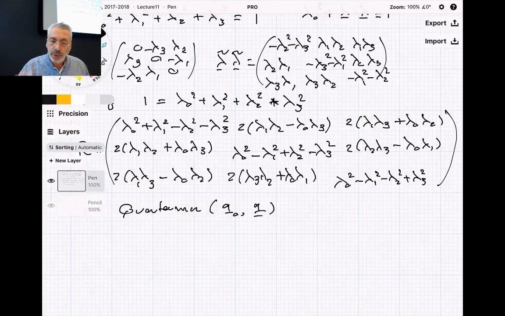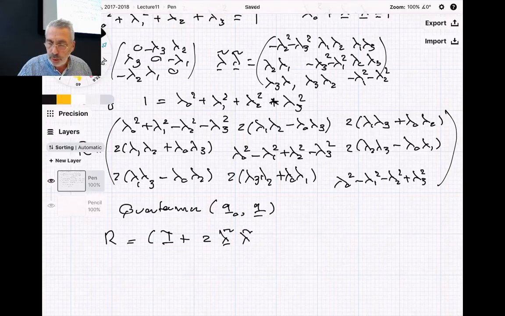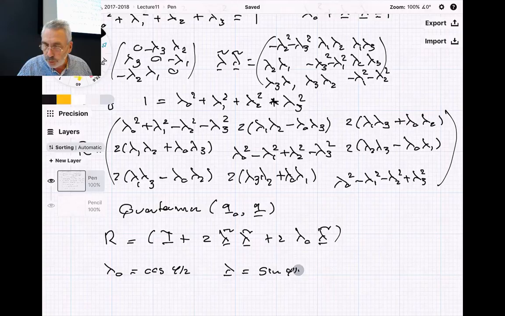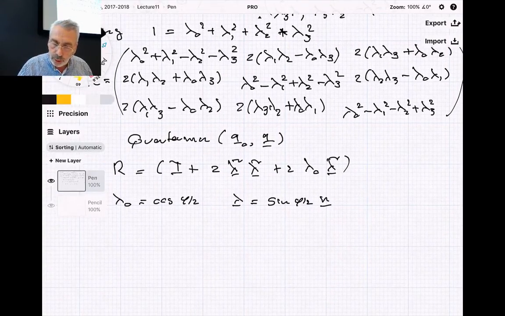For now, let's look at nice quantities like we have the rotation matrix. Let's go back to my formulation. R equals I plus 2 times lambda tilde squared plus 2 times lambda 0 lambda tilde. And remember, lambda 0 was this cosine phi over 2, and the lambda was this sine phi over 2 times the axis. Now what if you want to find R minus 1? How do you do that?